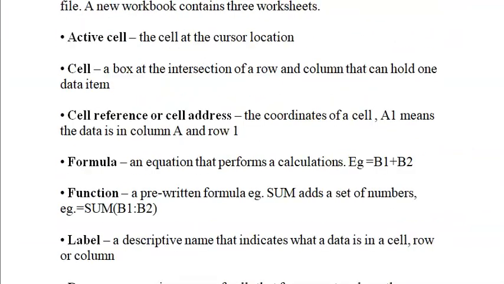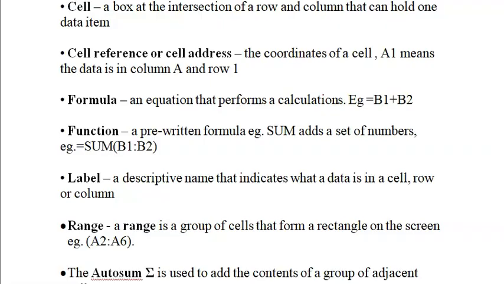All right, then it asks about a cell. Well, I spoke about a cell already. A box at the intersection of a row and a column that can hold one data item. Now we have something known as a cell reference or a cell address, which is basically the coordinates of a cell. A1 means the data is in column A and row 1. I just told you that the active cell that we looked at a while ago was at H6. So H6 would have been the cell reference or the cell address for that cell. All right, always starting with the column letter first. Please bear that in mind.